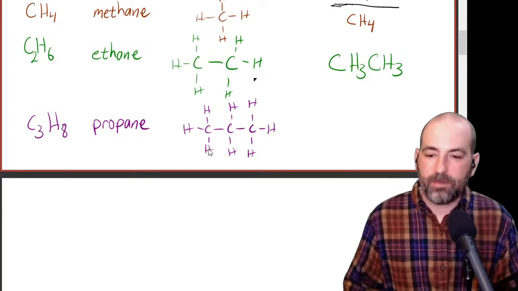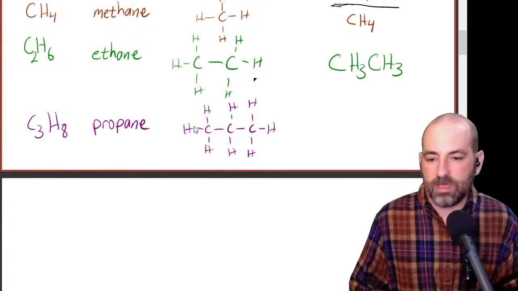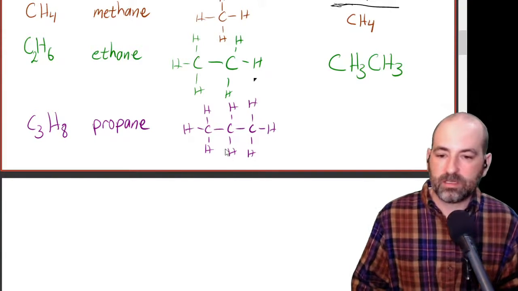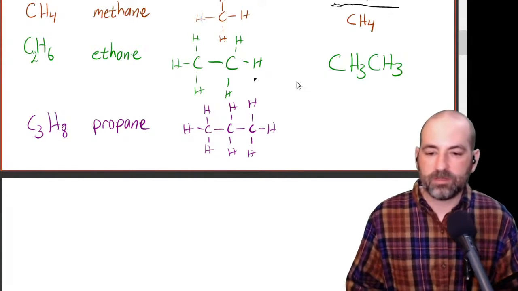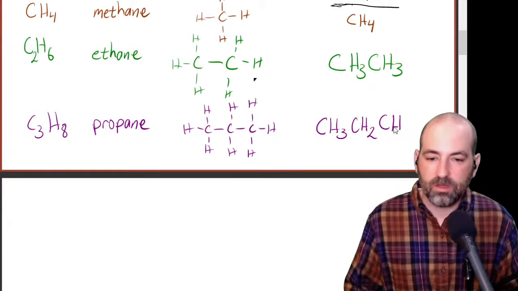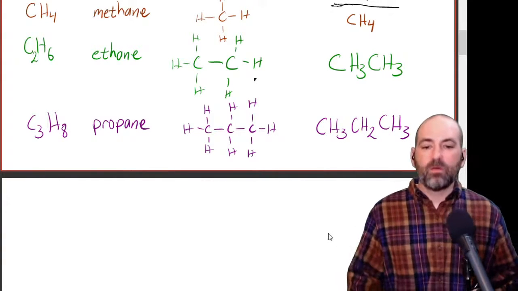So the condensed formula here, we're going to take these 3 carbons and think about how many hydrogens are connected to each one. We can see on the left there are 3 hydrogens connected to that one. In the middle there are 2 hydrogens connected, and then on the right there are 3 hydrogens connected there. So that gives us CH3, CH2, CH3. That's what a condensed formula would look like.